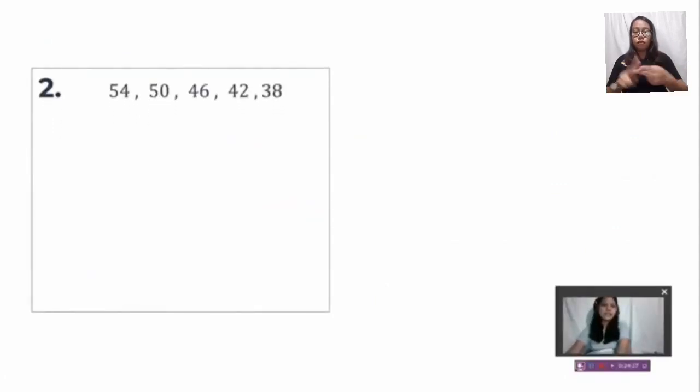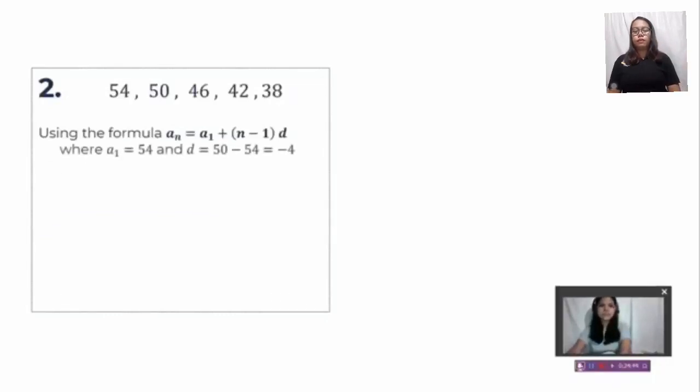For the given number 2, 54, 50, 46, 42, and 38. So using the formula, a sub n is equal to a sub 1 plus the quantity n minus 1 times d. Let us identify a sub 1. Our first term is 54. While the common difference is 50 minus 54, that is negative 4.